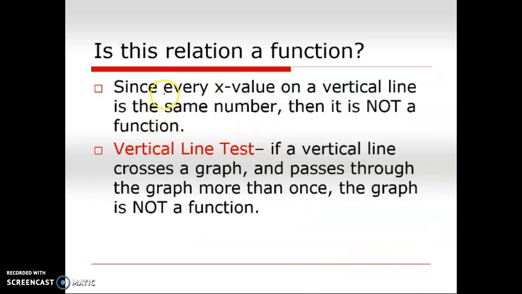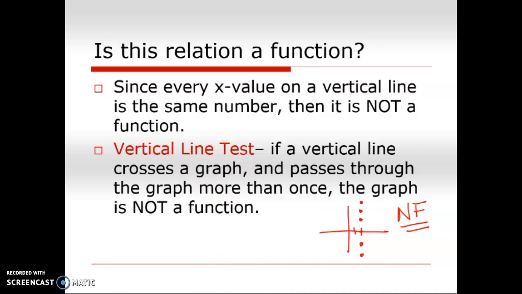So what we've got here is a relation of function. If every x value on a vertical line is the same number, it's not a function. That was what I was telling you about before. If you've got an x here and it goes to 2 different y's or many different y's, that is not a function. So that's how we get the vertical line test.